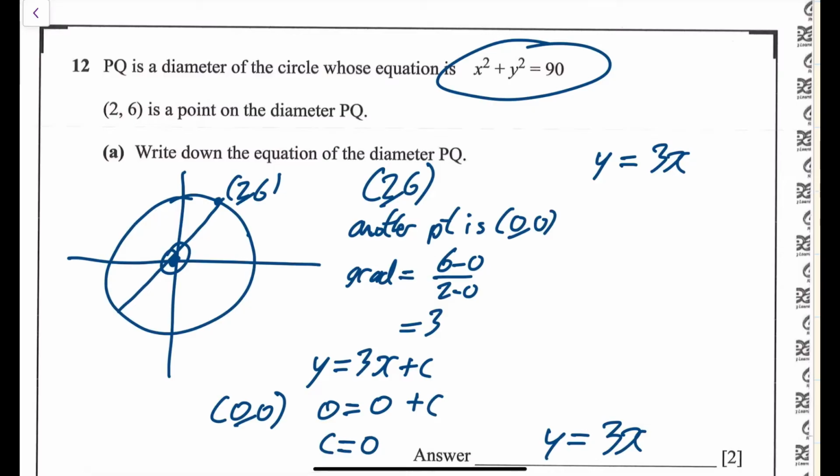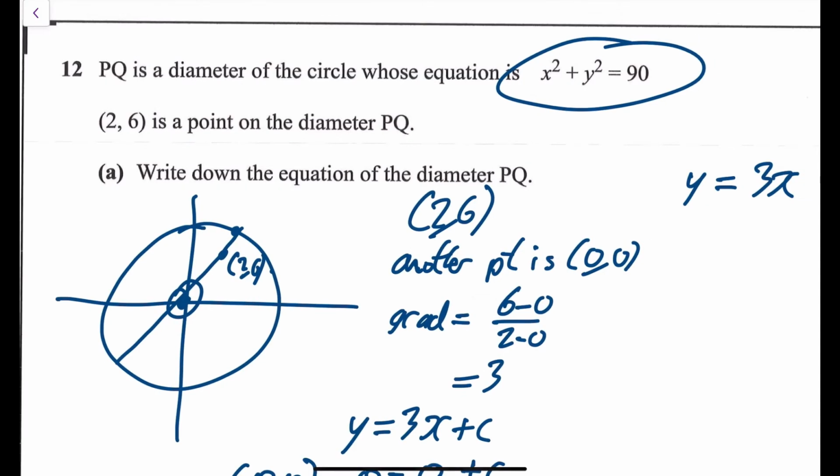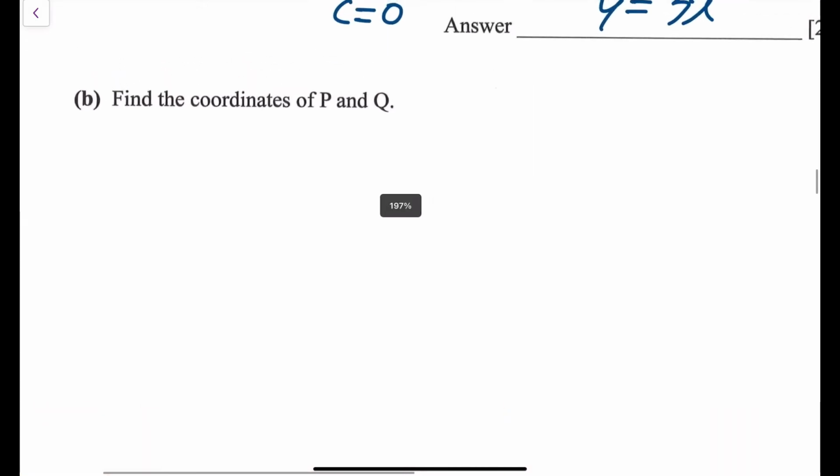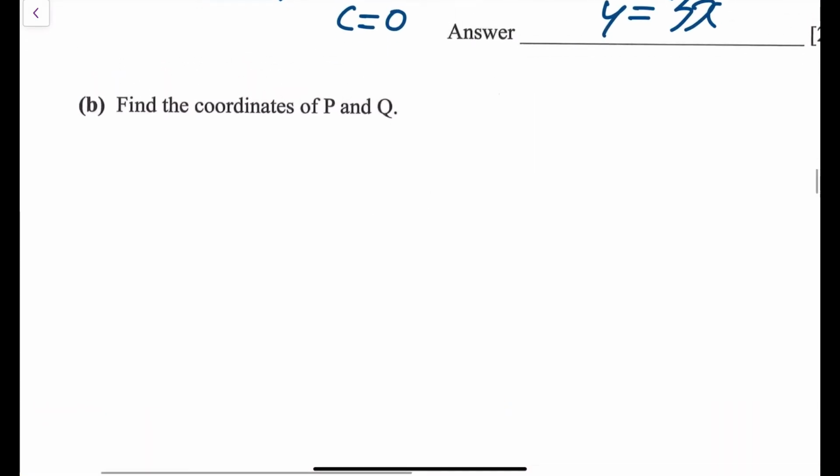Okay, right. I've made a mistake in my diagram. 2, 6 is some point on your diameter, so 2, 6 is here. I read that question wrong. It says 2, 6 is a point on the diameter. It didn't say it was an end point. But we have to find the points P and Q.